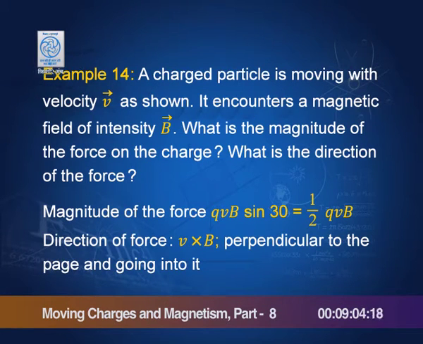Let us take a small example. The velocity of the particle is like this, the magnetic field is like this. This I have done just to familiarize you with the various kinds of situations that the examiners can pose before you. So, V is like this, B is like this. What you do is V cross B. You take the magnetic field here, this is the velocity, this is the magnetic field. So, V cross B, and that would give you the direction of the force.